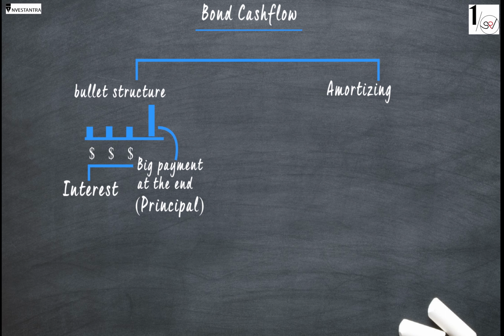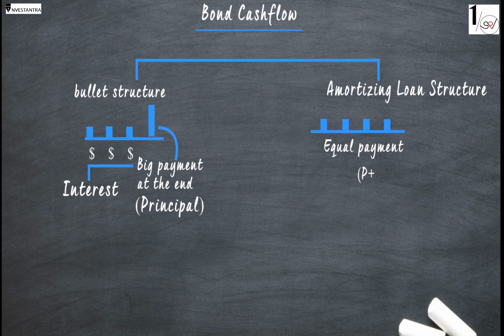The other structure type is the amortizing loan structure, right? What's an amortizing loan structure? It's equal payments. Amortizing loan basically means that you get equal payments. Take house loans, the mortgage payment: you take a house loan, you put it on EMI, you give an equal payment every month. That is principal plus interest every month, right? A portion of the principal plus interest gets deducted every month, but in equal payments. The key here is equal. But the key in bullet is a big payment at the end.